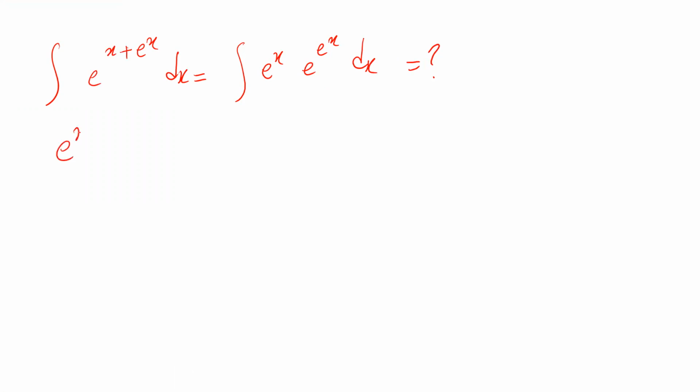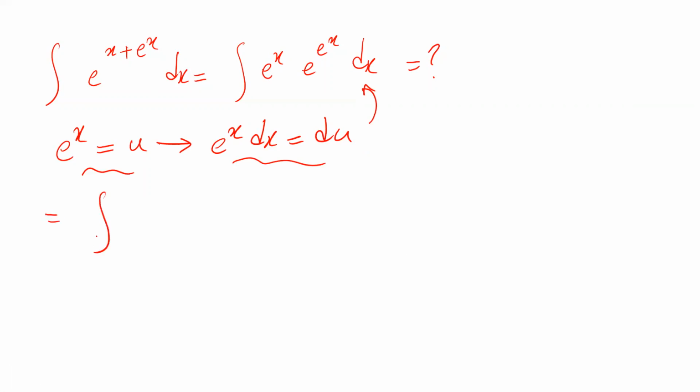If you define e^x as u, and you take the derivative of each side of this equation, you'll get e^x dx equal to du. So all you need to do now is substitute these two expressions into this integral and rewrite it. That will be equal to the integral of, instead of e^x dx, I simply write du, because e^x dx is du.